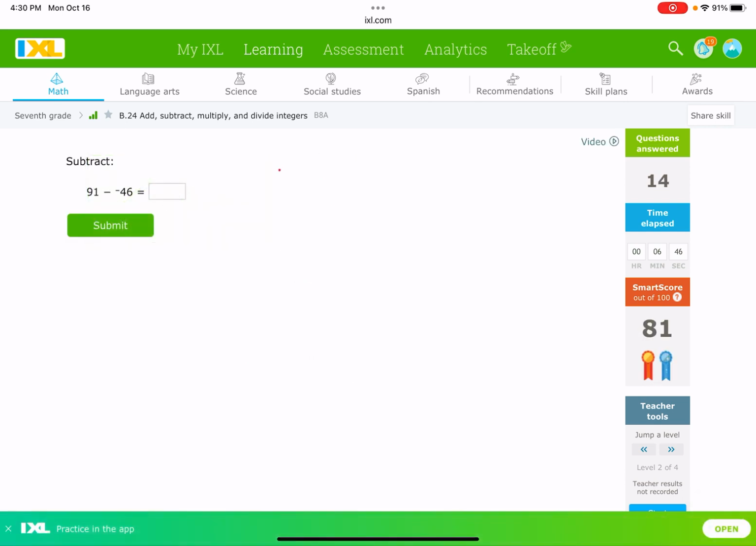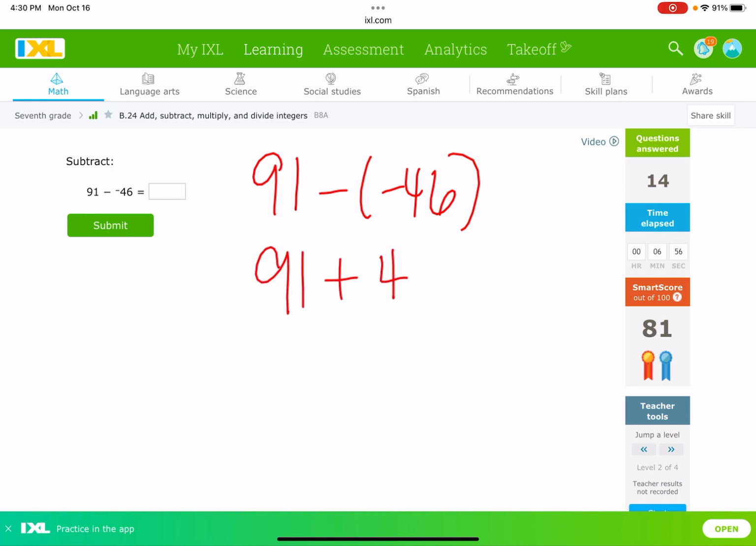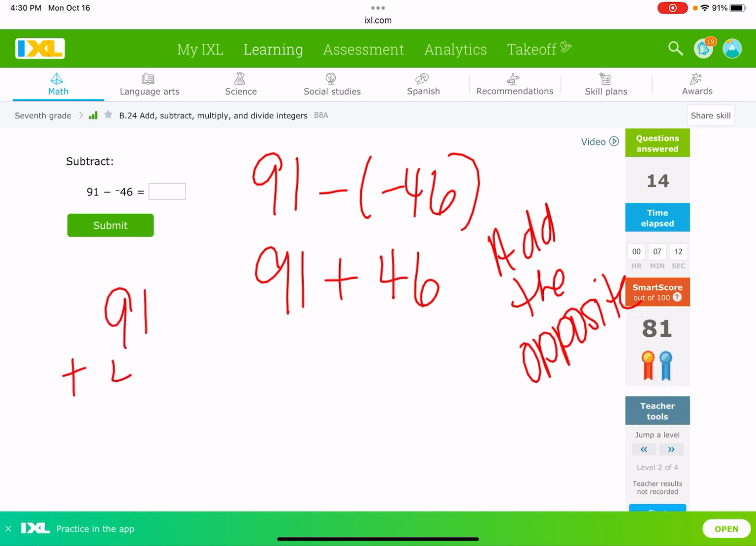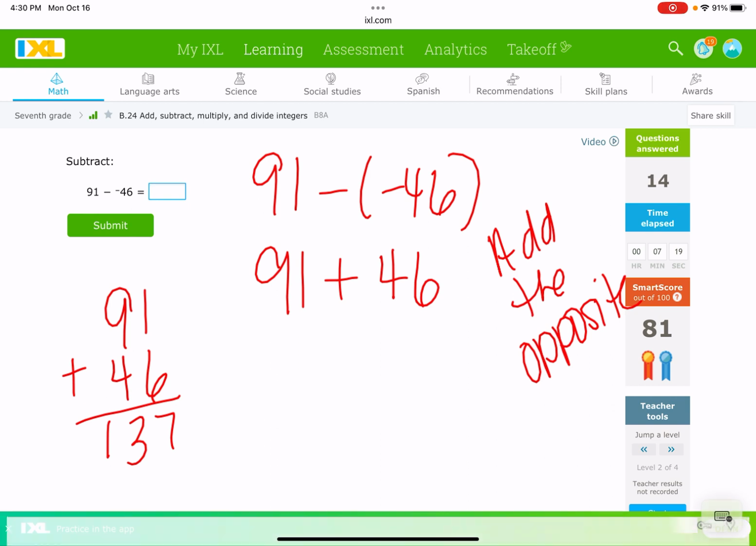Now I've got this one, 91 minus negative 46. Don't let that scare you. Rewrite it: 91 plus positive 46. Whenever you're subtracting, you want to add the opposite. I'm going to write that there. Add the opposite. Okay? Now, 91 plus 46, I can easily do that one. 6 plus 1 is 7, and 9 plus 4 is 13, and so my answer would be 137.